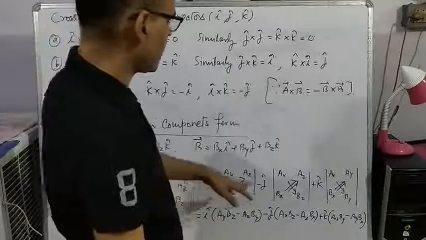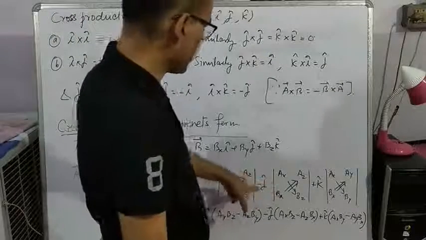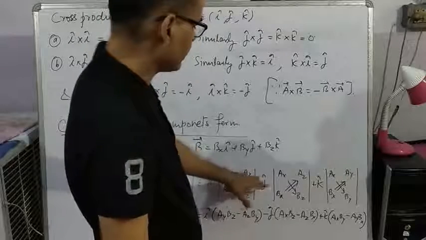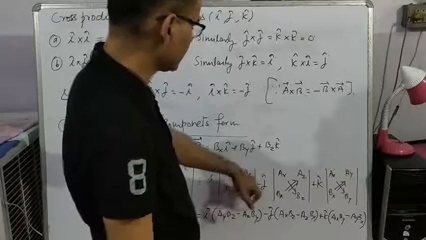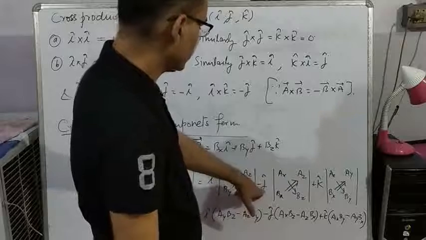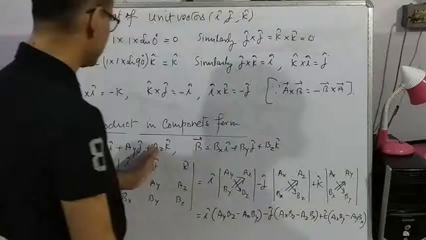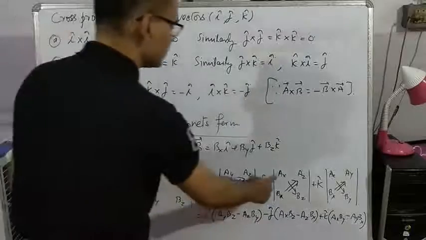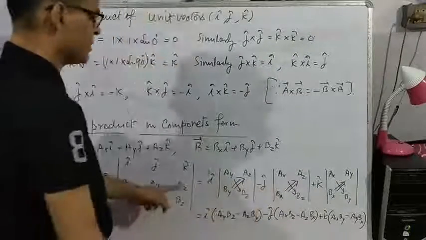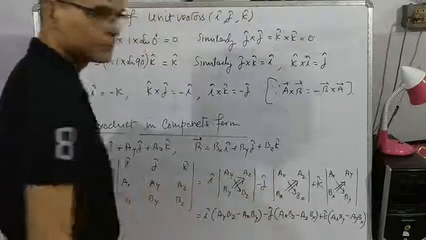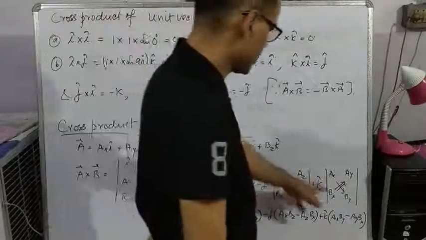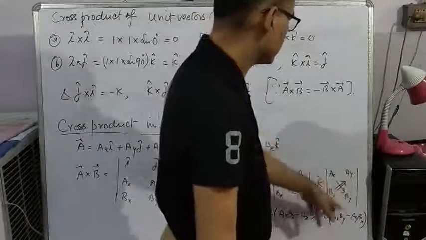Similarly, when you are writing J cap, keep in mind the negative sign should be there because of the mathematical derivation. When you write J cap, this column is left: AXBX, AZBZ. Similarly, K into this value.